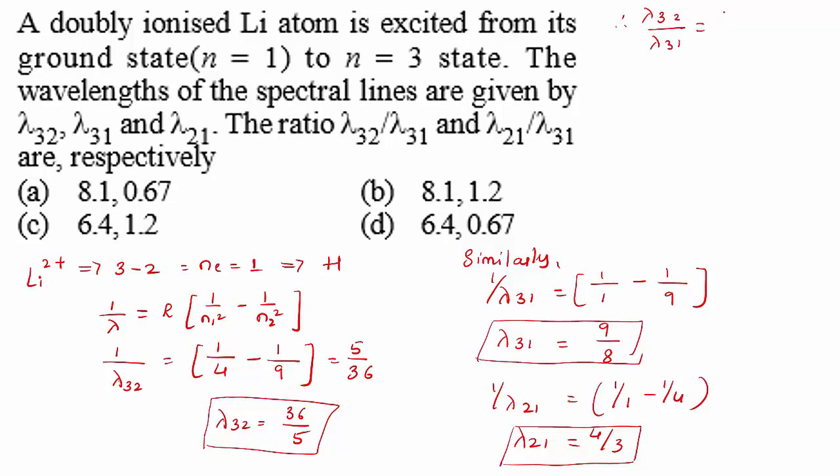3 2 is 36 by 5 into 3 1, that is 8 by 9. So the ratio, calculate the value, we will get 6.4. Similarly, lambda 2 1 divided by lambda 3 1 we have to calculate. Substitute the 2 1 value, that is 4 by 3. 3 1 value is 8 by 9. So the final answer we got is 1.2. Right? So 6.4 and 1.2. That is option C is right.